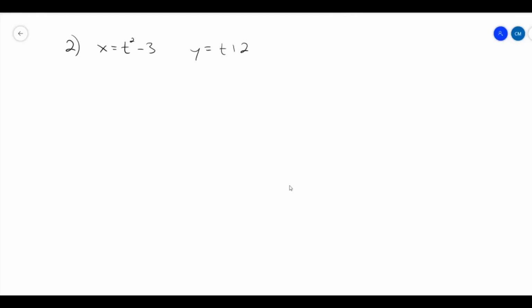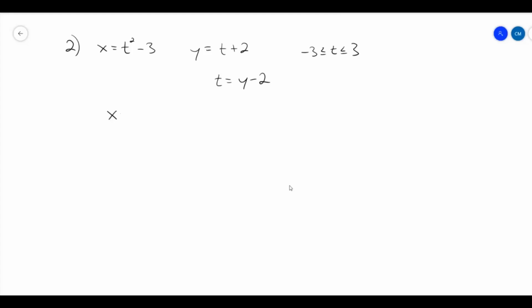But with algebraic functions like this, it's actually not that bad to eliminate the parameter. In fact, it's fairly simple, especially if you've got an equation like this. If I'm trying to eliminate the parameter, I just need to get rid of the t. I could do that by picking the easiest equation to solve for t, which in this case is this one, and get t is equal to y minus 2. And then I simply take that and plug it into the other equation, and boom, I've eliminated the parameter.